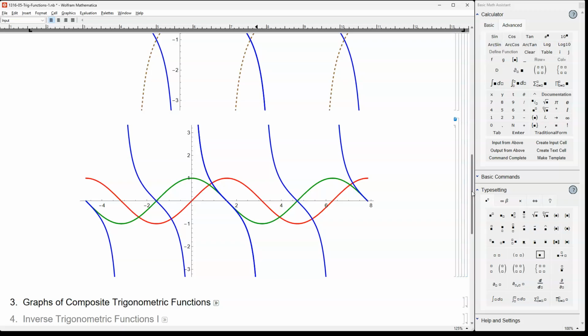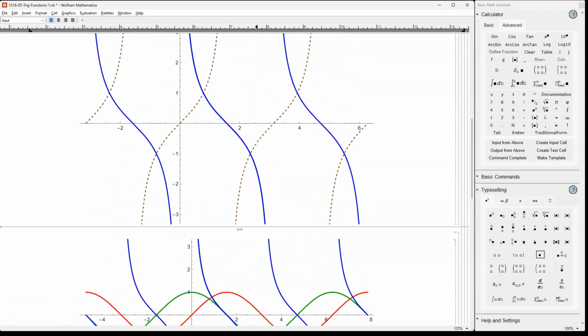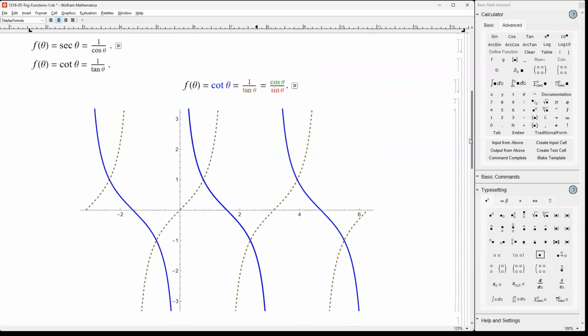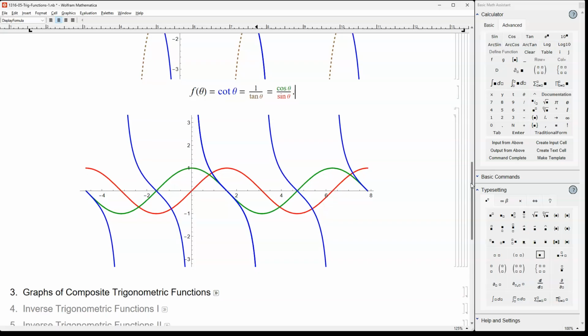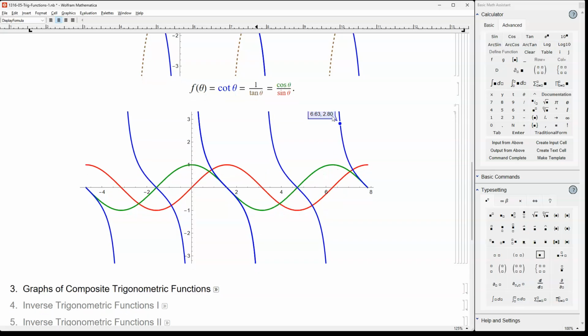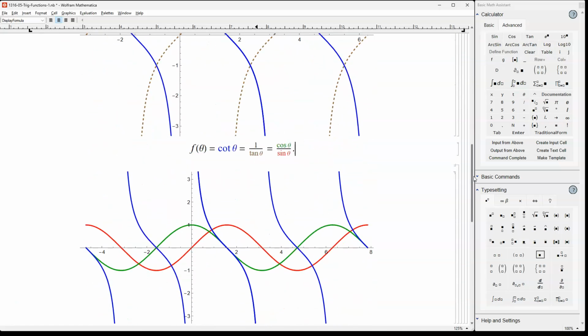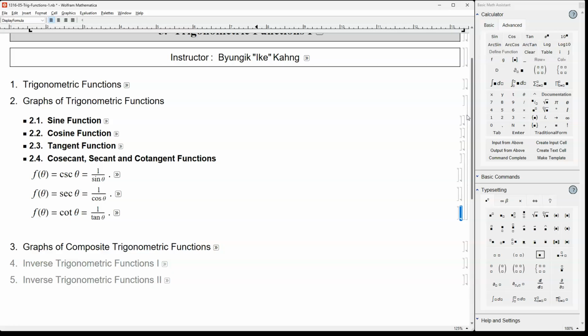So, red is sine, green is cosine, and cotangent is cosine over sine. Whenever the denominator, the sine function, hits 0, cotangent will blow up to positive or negative infinity. So vertical asymptote, vertical asymptote, vertical asymptote. They all meet the 0 of the red sine function. And at a 0 of cosine, we have a 0 of the cotangent function, the x-intercept of the cosine function, and so on and so forth. Okay, so much for the graph of the cotangent function as well.